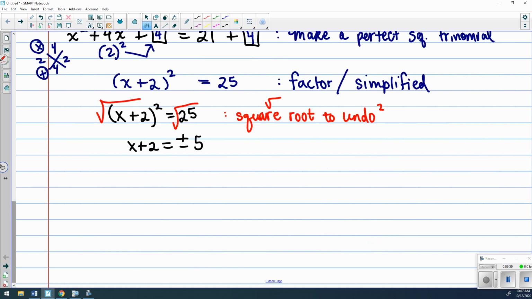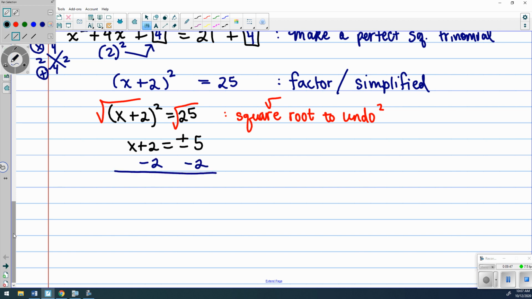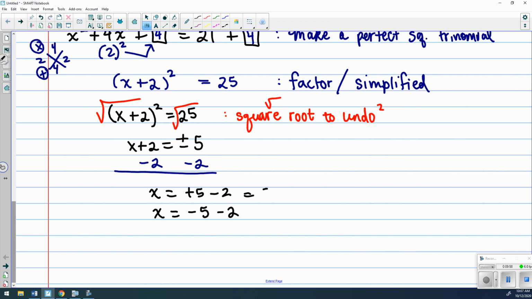And then the final step here is going to be pretty basic. I'm going to subtract 2. I'm going to subtract 2. And my final answers will be x is equal to positive 5 minus 2, and x is equal to negative 5 minus 2. So 3 and negative 7.